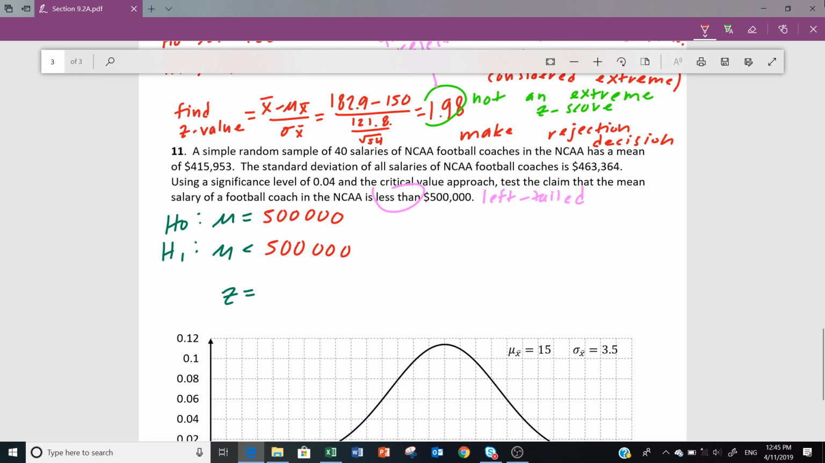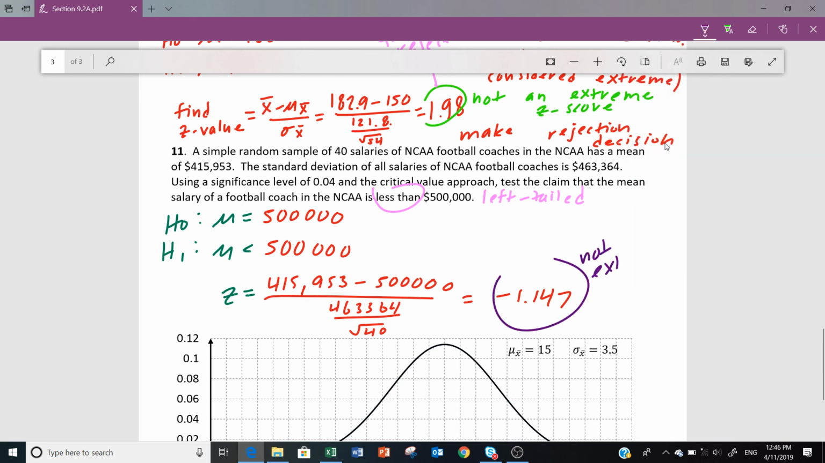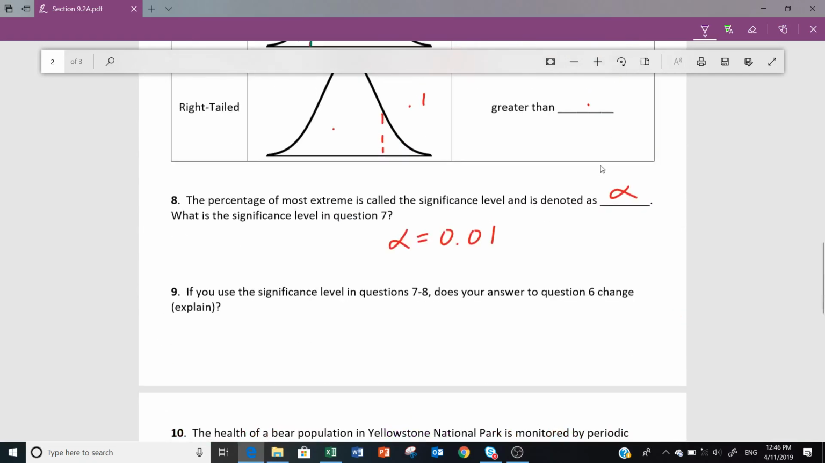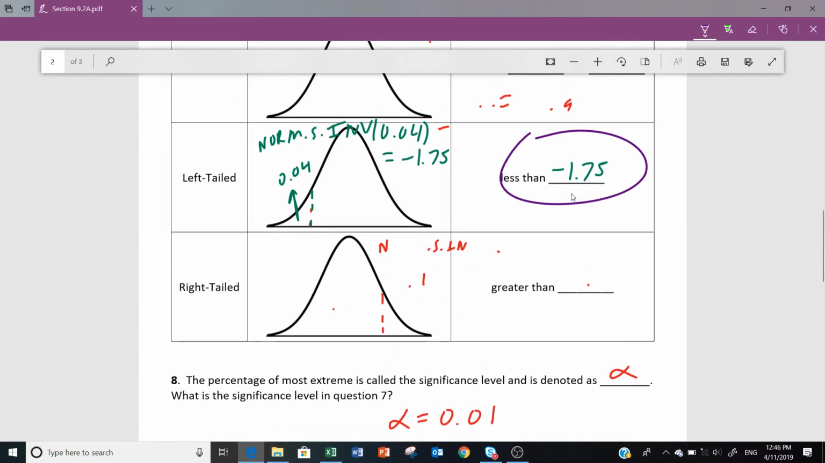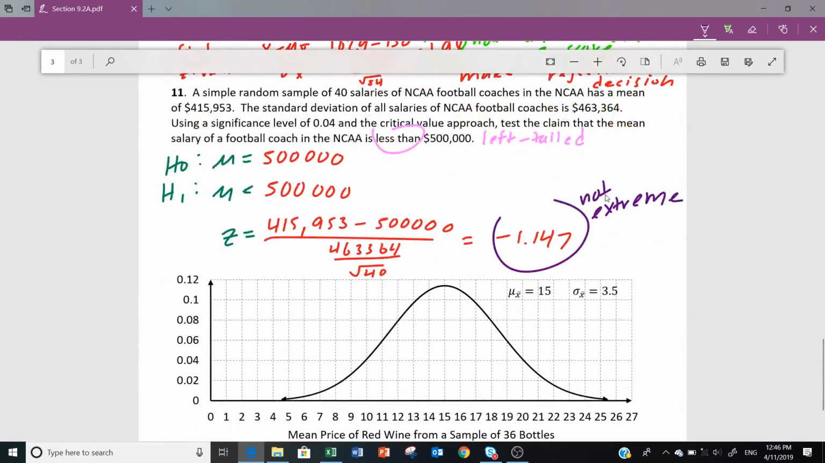Okay, now the z, I'm going to take the 415953 minus 500,000, divide by the standard deviation, which is 463,364 over the square root of 40, and I believe I get negative 1.14. Okay, is negative 1.14 considered an extreme value? Not extreme, because anything less than negative 1.75 is considered extreme. Not extreme, so I'm going to fail to reject.